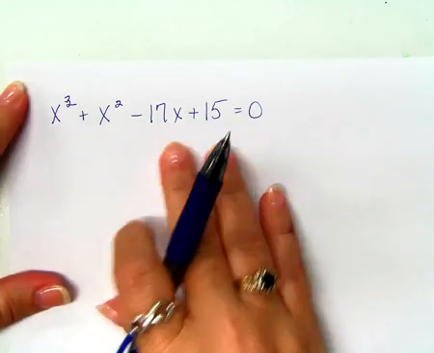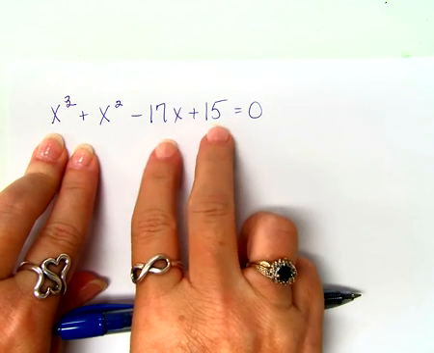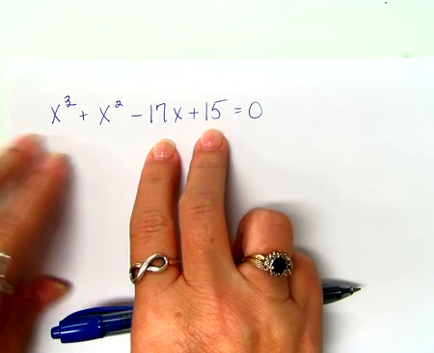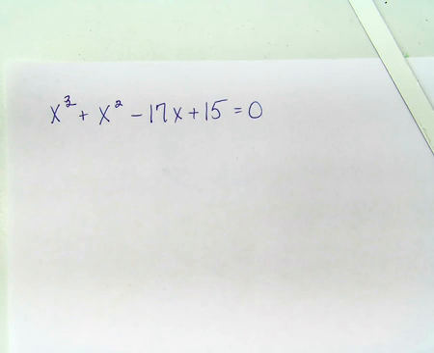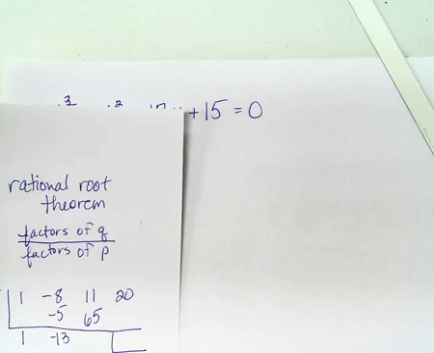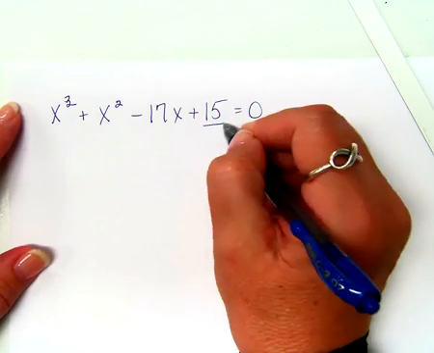So if I divide that, though, I would get x plus 1. Is there anything I can divide over here to get x plus 1? No. So I can't factor it by grouping, can I? Okay, so what do I do first? Remember? Right, rational root theorem. So what are the factors of 15?